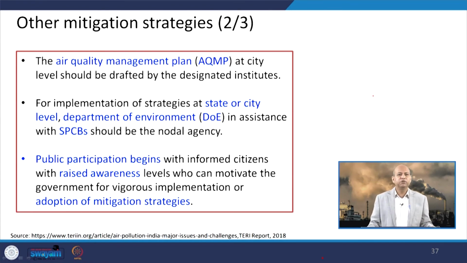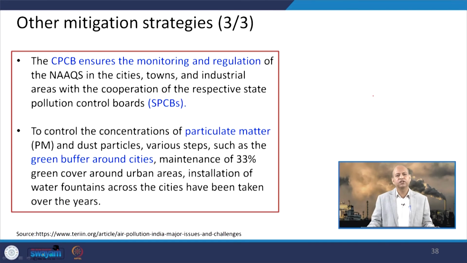Then the air quality management plan, and the state or city level department of environment and the state pollution control boards can be the nodal agency for implementing those strategies related to air quality management plans, and public participation is very important, basically. So the urban local bodies can play a very important role in that sense, and in the NCAP lecture you might have heard about all those aspects which are necessary for tackling these kinds of issues to improve urban air quality.